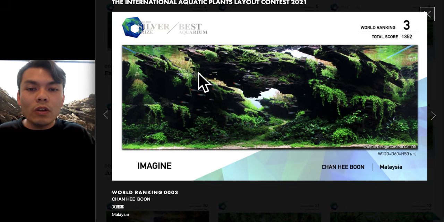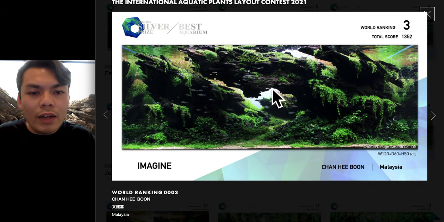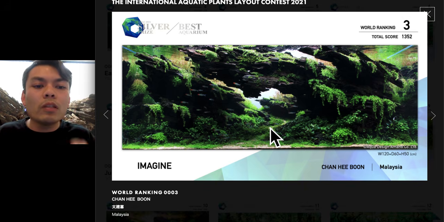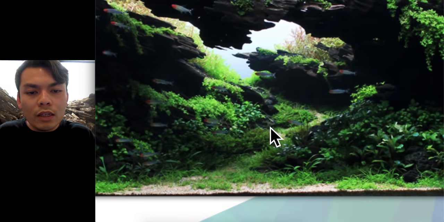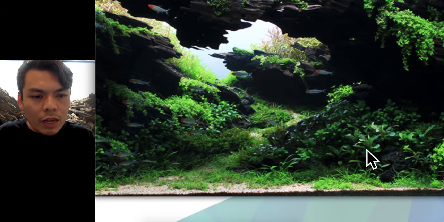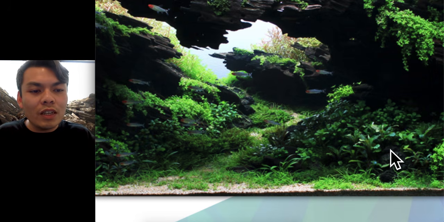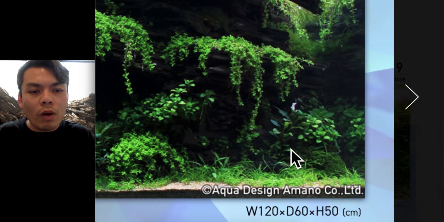One more thing you'll start to notice again is the diminishing of the background and negative space here. Again, we're talking now about under 10% of background glass being visible in this aquascape. But one of the strongest points that we can learn from Chan Hee Boon here from Malaysia is the use of plants in the foreground, especially, again, Bucephalandra and Anubias. But this year, the Bucephalandra has a really interesting feature, and you'll notice this. It's flowering. There's flowering Bucephalandra here in the center, as well as on the right hand side.